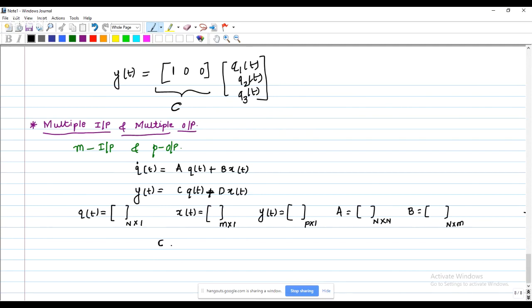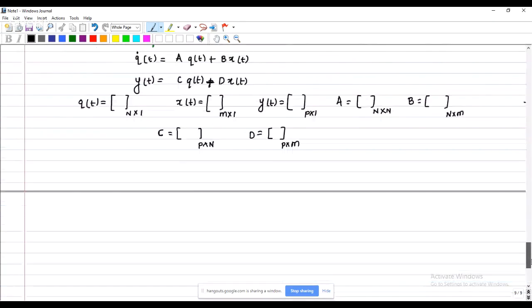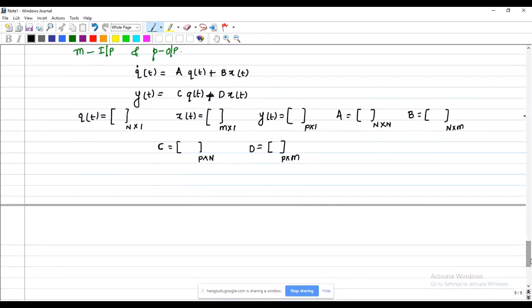C depends on the output equation, that's why it is p cross n. And D again depends on input, so it will be p cross m, because it is in the output equation. That's why it is p cross m. So this is how the multiple input, multiple output equations will be. Let us see one problem on it because it will be easier for us to understand using a problem.